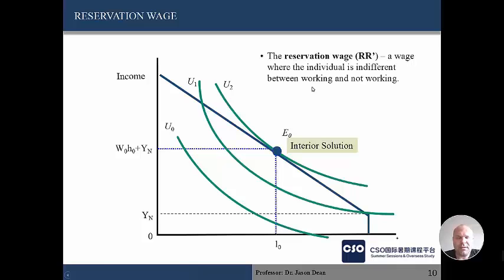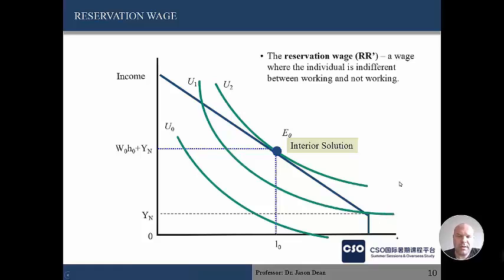Now, how do we see what the reservation wage is here? Well, in order to do that, we look at the indifference curve that is going through the point where they would decide not to work. So if we have T units of leisure, this would be the point right here, and the person's indifference curve that goes through here is what we're going to use.